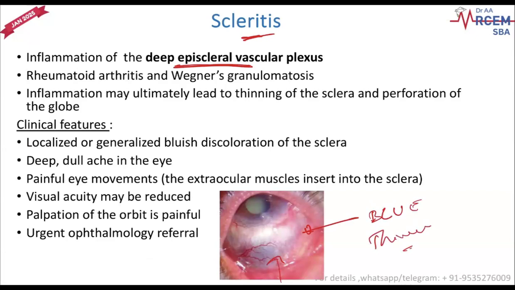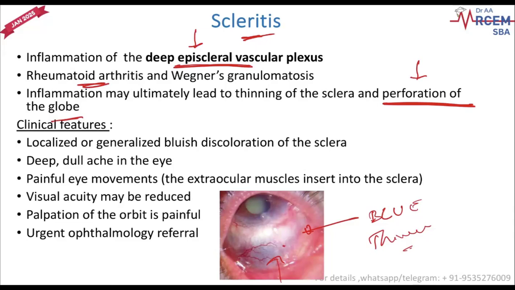Thinning of the sclera will make it quite brittle, and globe rupture or globe perforation can happen in these people. Okay, remember, blue color and thinning can result in perforation. It is caused by inflammation of the deep episcleral vascular plexus. It is commonly associated with other inflammatory disorders like rheumatoid arthritis or Wegener's granulomatosis.